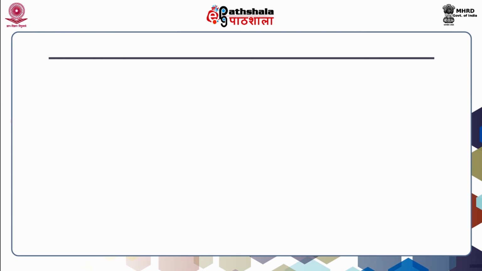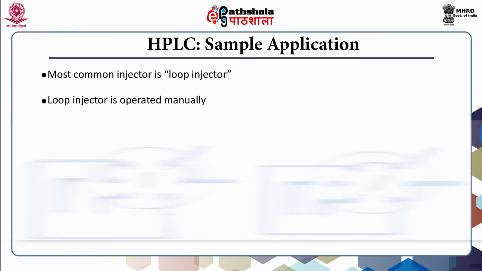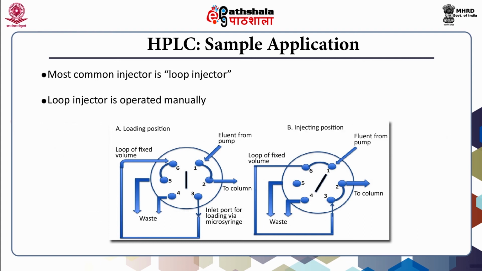In the next slide we will discuss how to apply the sample and what the injector is in case of HPLC. The most common injector in HPLC is the loop injector. That means it has one loop which is operated manually. If you see the pictures here, there are two pictures. One on the left hand side, that is A, and another on the right hand side, that is B. The left hand side picture represents the loop injector in the loading position, and the right hand side is shown in the injecting position.